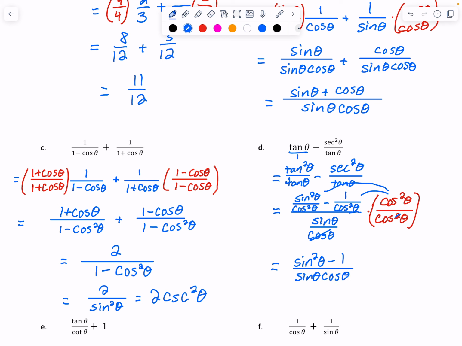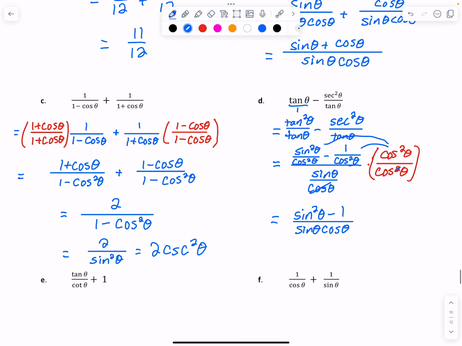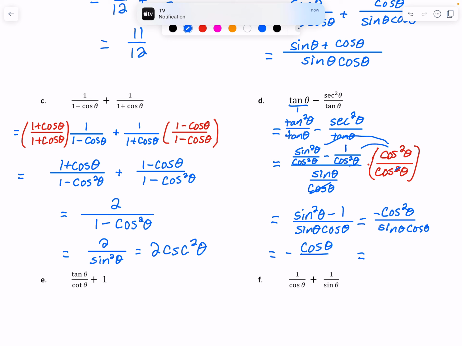Okay, we can actually take this a step further. Sine squared minus 1 is the same thing if I use my Pythagorean identity. It's going to be negative cosine squared theta, all over sine theta, cosine theta. And that is equal to, one of the cosines going to cancel, leaving me with negative cosine theta over sine theta. And that's going to be negative cotangent theta.